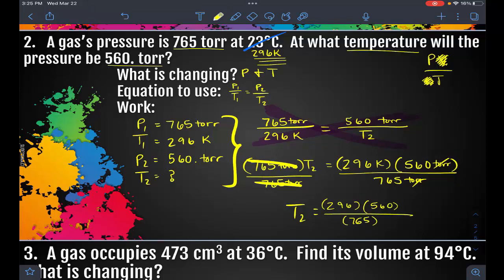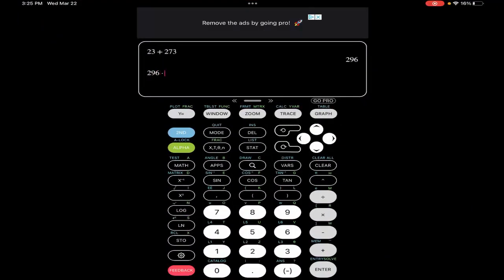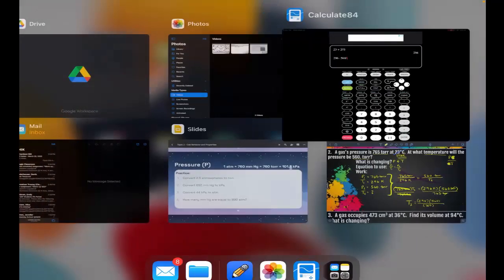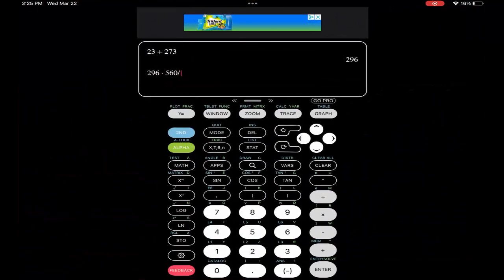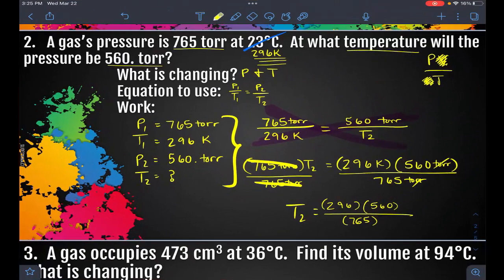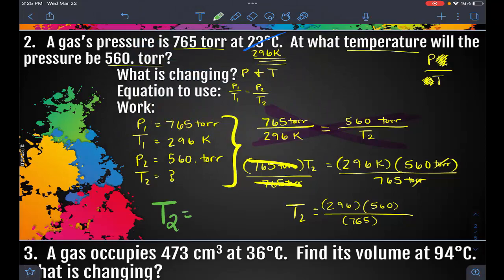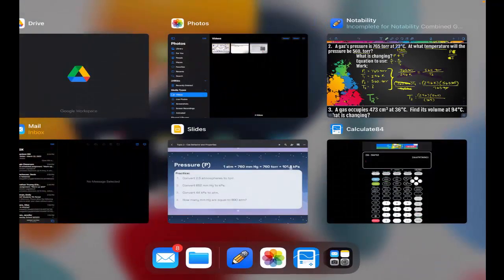Okay, let's see if I can remember that from my calculator. 296 times 560 divided by 765. All right, we get 216.679. For sig figs, we want 3, so I'm going to say 217. So my final temperature, I'm going to write it over here in green. T2 equals 217.